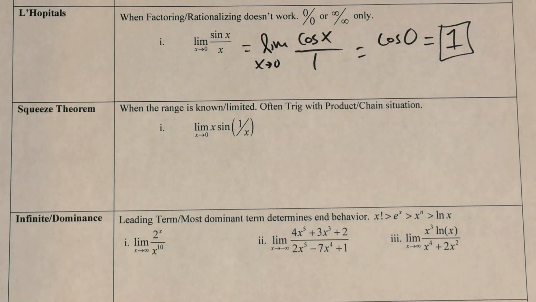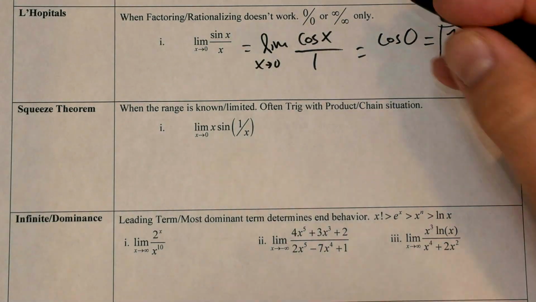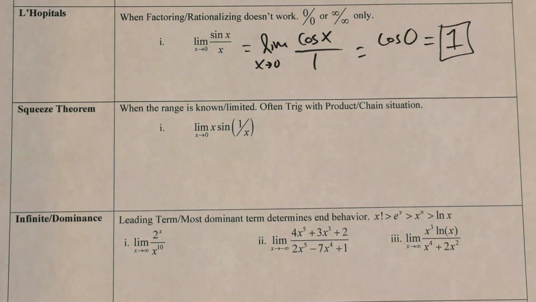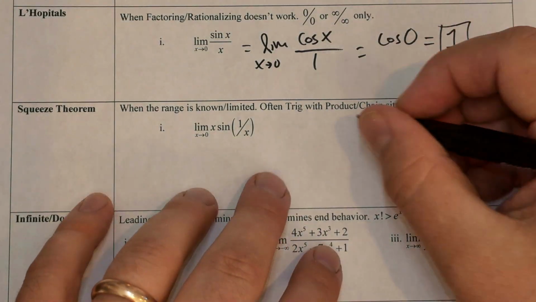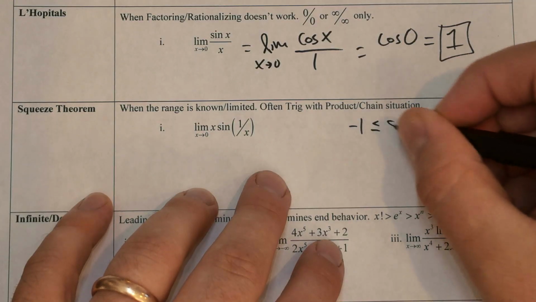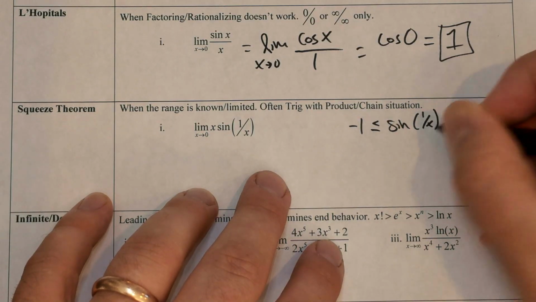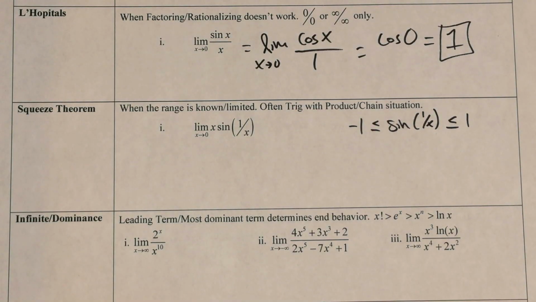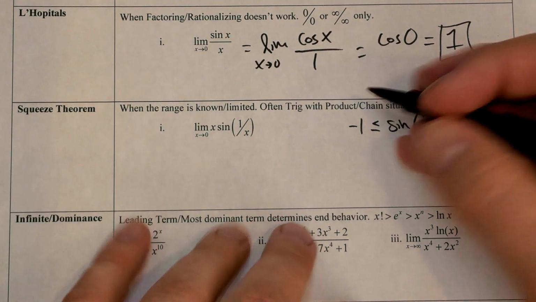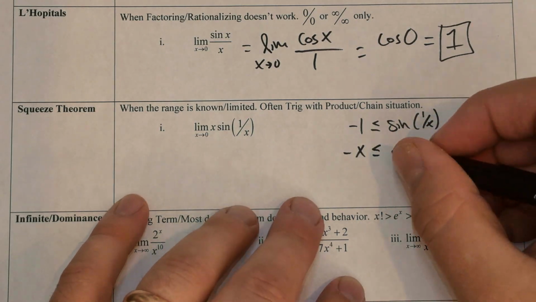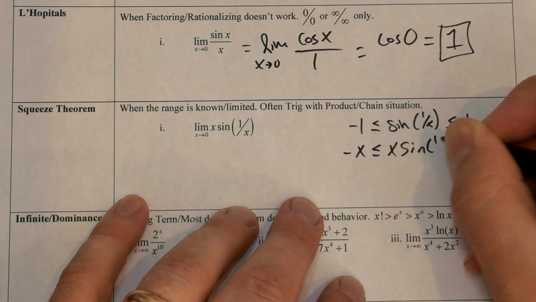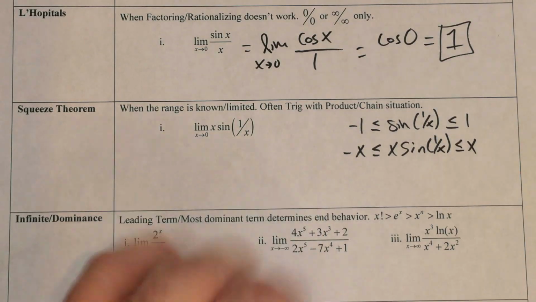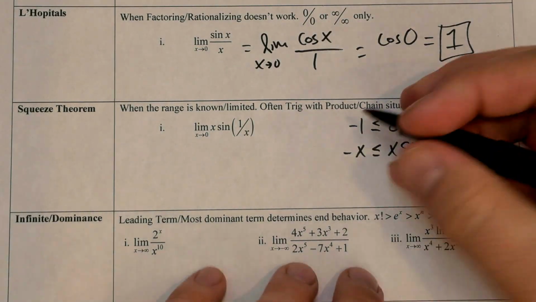The squeeze theorem. You see this most often with sines. You see this most often with things that are multiplying. And I just set it up as one big inequality and slap on some limits at the end. This is to say that, hey, sine as a function, as we learned, is always between 1 and -1. Well, therefore, negative x is always less than or equal to x sine of something. See, I just multiply all three sides by x. Now I slap on the limit.